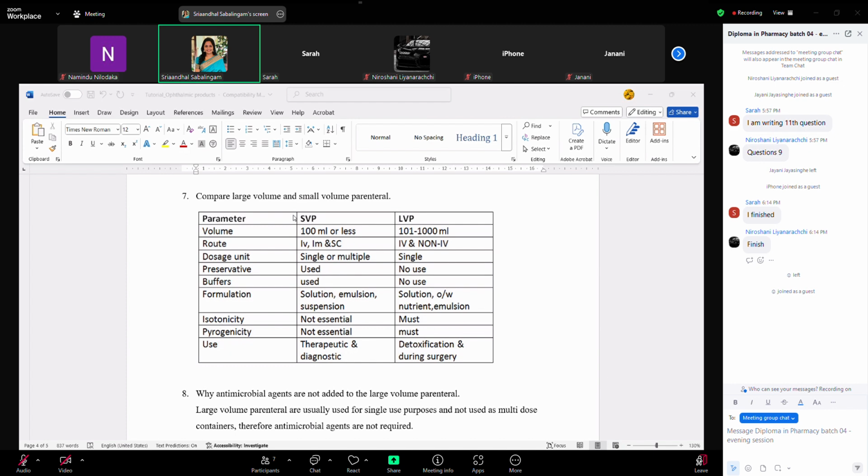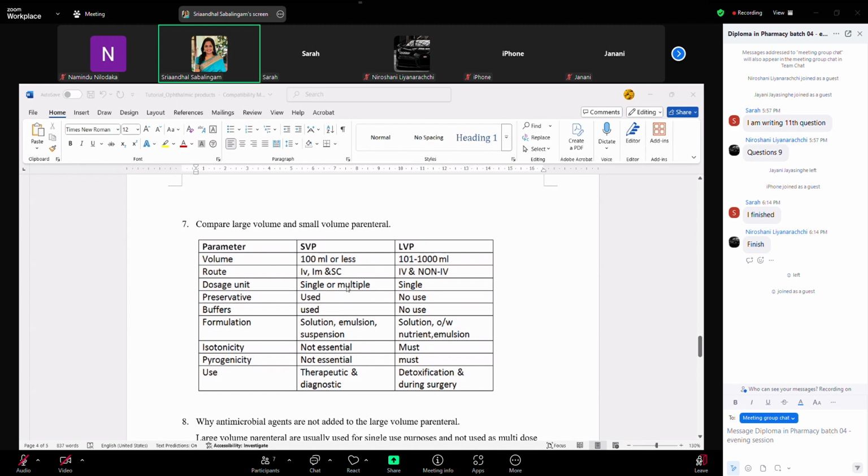For dosage unit, small volume parenterals are for single dose, or sometimes multiple, like multi-dose vials. But large volume parenterals are always single-use preparations. That is the reason they don't need a preservative, right? For a small volume parenteral, if it's a multiple-dose one, we use a preservative; if it's a single one, again, no preservative. And for large volume parenterals, buffers are required.